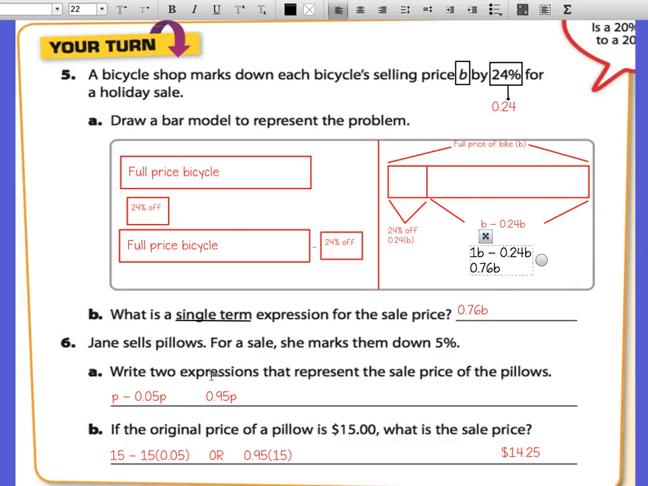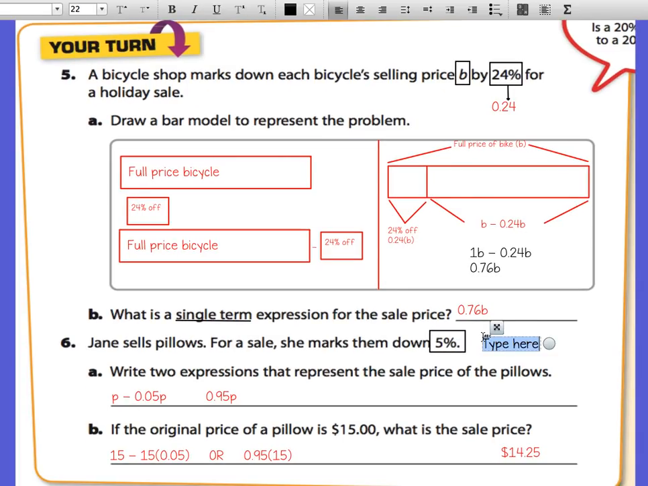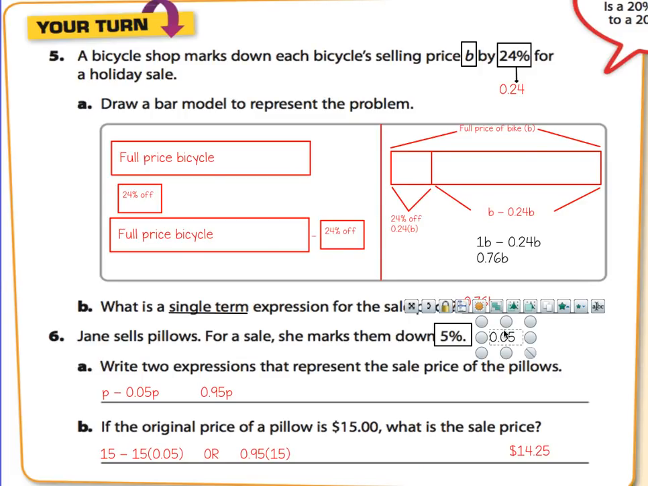Okay, so Jane sells pillows, and for a sale, she marks them down by 5%. 5% as a decimal is 0.05. Okay, so I know that as an expression, I can do P minus 0.05 times P, or I can do 0.95 times P. You do not have to write the 1 in front of the P, but if it helps you for converting it to that second expression, that is fine too.